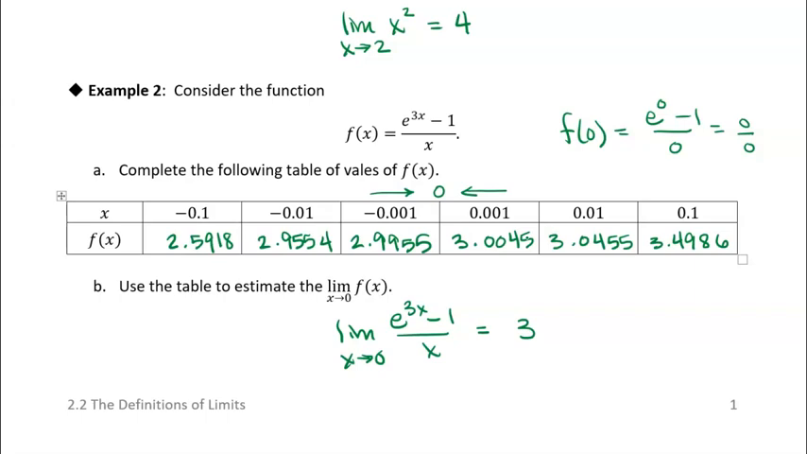That is what it looks like is happening. Even though we can't plug in 0 into f of x, we can see as we get closer and closer to 0, the values of f of x seem to be approaching 3. And that is the beauty of limits, that we can sneak up on a value even when we can't go directly to that value.